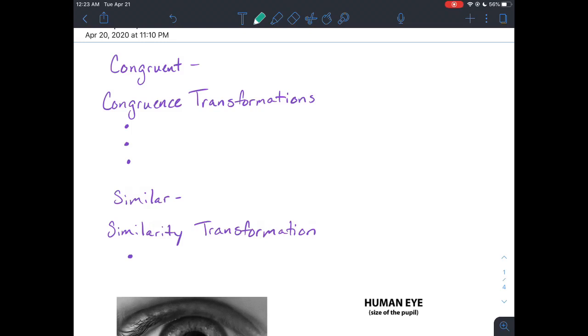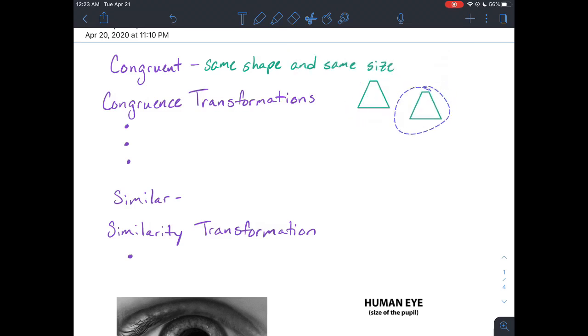The word congruent means two figures that are exactly the same. They're the same shape and the same size. So for example, if I draw a little trapezoid here and I use my tool to click duplicate, well, I've got two identical trapezoids. So those two trapezoids are congruent.